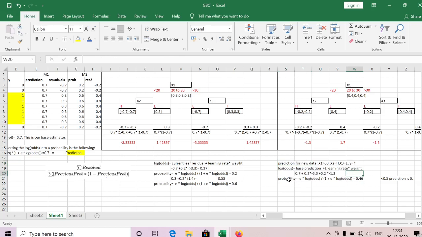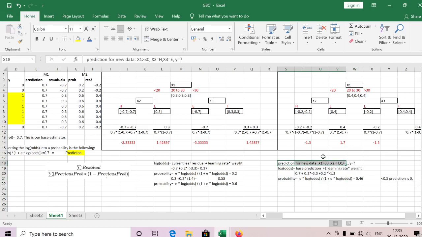That log odds we need to convert into probability: probability equals e power log odds divided by 1 plus e power log odds. When I calculate this probability, I got 0.46. This 0.46 is less than 0.5. In logistic regression, if it is less than 0.5, the prediction is 0; if it is greater than 0.5, we mention the prediction as 1. Right now my prediction for this new data is 0.